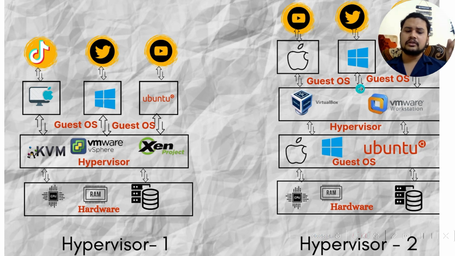On top of the virtual machine, the application can run, whether it is Twitter, YouTube, or TikTok, etc. So it is giving isolation. We are using the same hardware, but different operating systems are running, and on different operating systems we are running different types of applications.